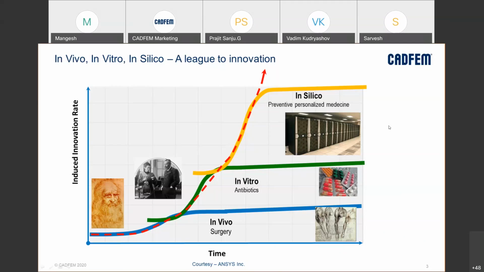But still, because of the advancement, the developed models and the developed strategies of analysis, these days we are able to perform simulations very effectively.